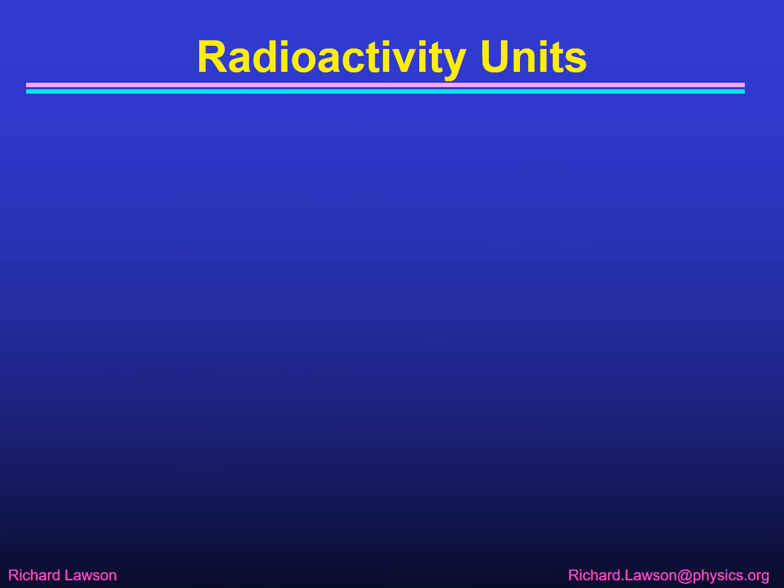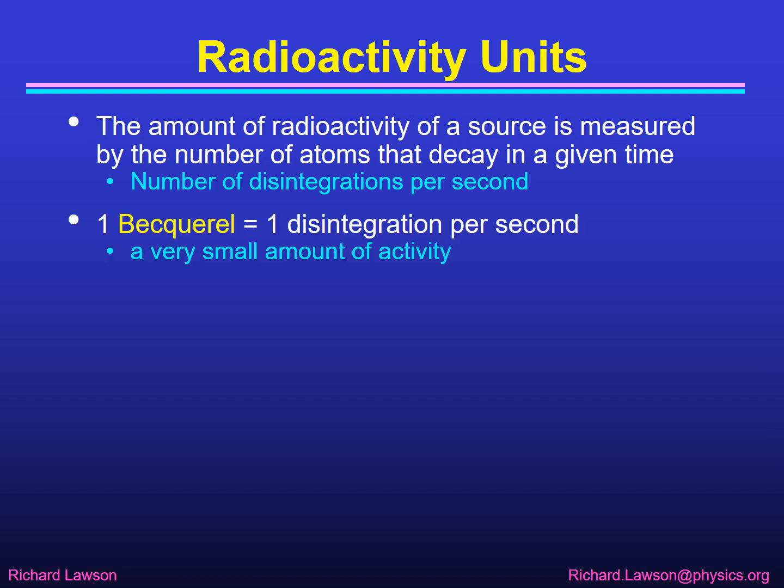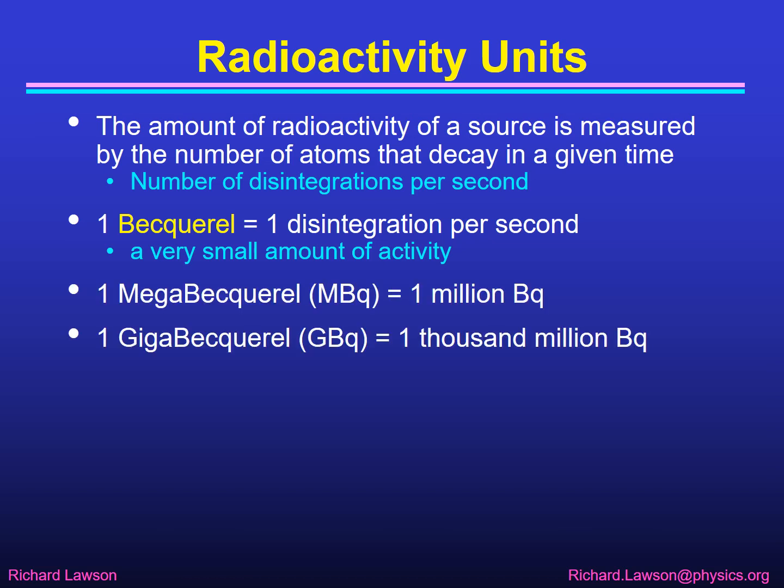Now I need to talk about the units that we use for radioactivity. The amount of radioactivity of a source is measured by the number of atoms that decay in a given time, how many decays happen per second. And 1 disintegration per second is given the special name of the becquerel, after Henri Becquerel, the Frenchman who discovered radioactivity in 1896. So 1 becquerel, 1 disintegration per second, is a very, very small amount of activity. So we usually talk about millions of disintegrations a second, which is a megabecquerel, or 1,000 million disintegrations a second, which is a gigabecquerel.